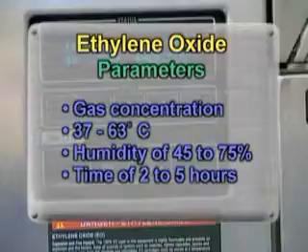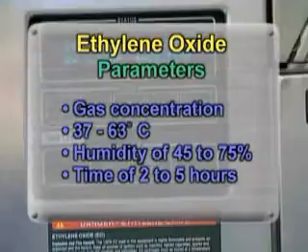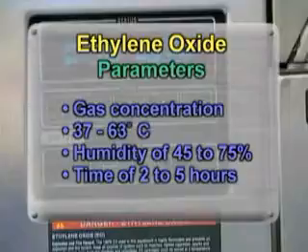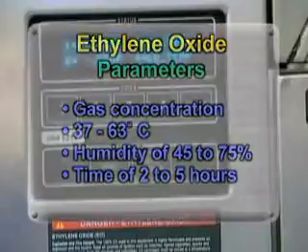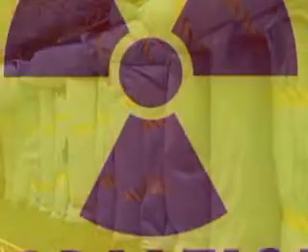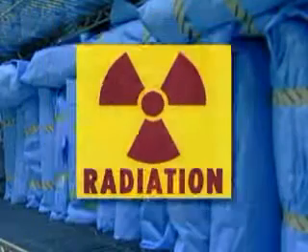Ethylene oxide sterilization is dependent on 4 parameters: gas concentration, temperature of 37 to 63 degrees centigrade, chamber humidity of 45 to 75%, and time of 2 to 5 hours. Failure of any of these variables affects the probability of achieving sterilization. Radiation sterilization is discussed in the accompanying study guide.